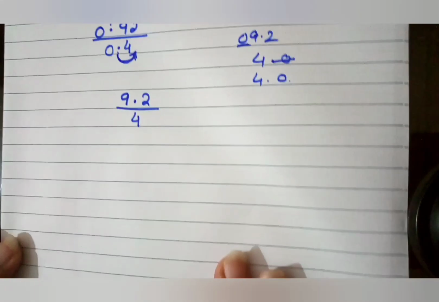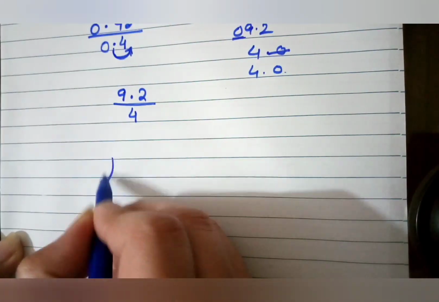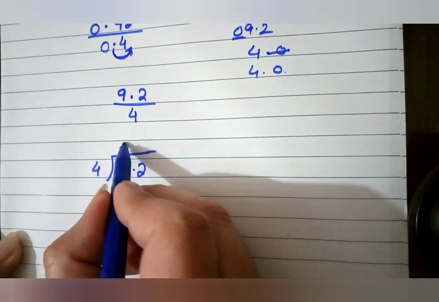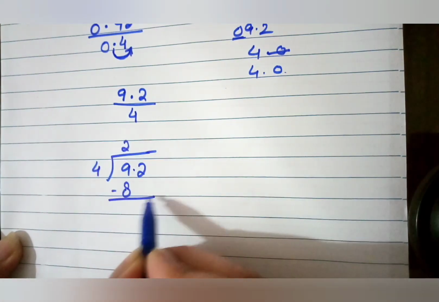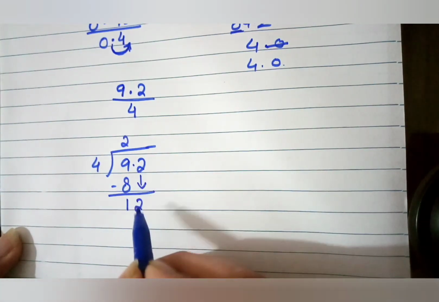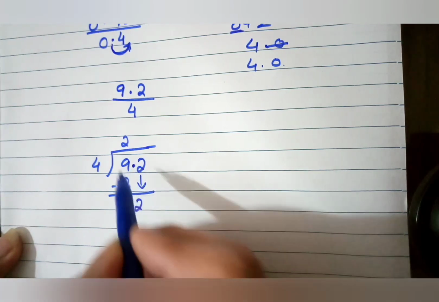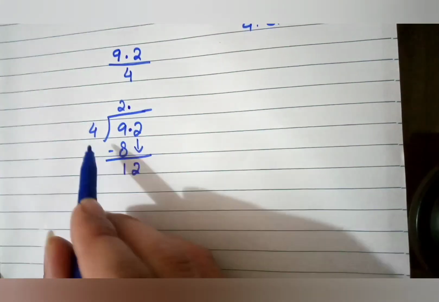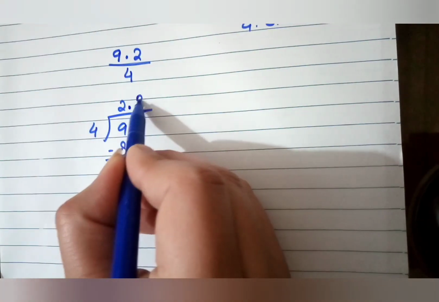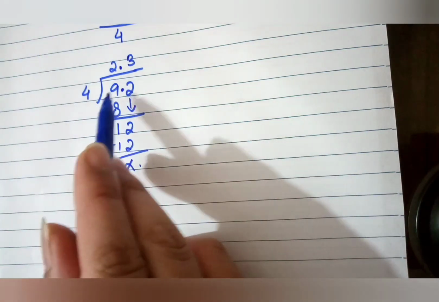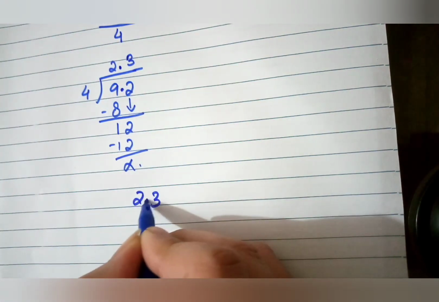So divide these two terms. 9.2 divided by 4. 4 twos are 8. 9 minus 8 is 1. Bring down this 2. Before bringing down this 2, we also have a point, so your point will be placed in the quotient. Now 4 threes are 12. So your term is completely divided. 2.3 is your answer.